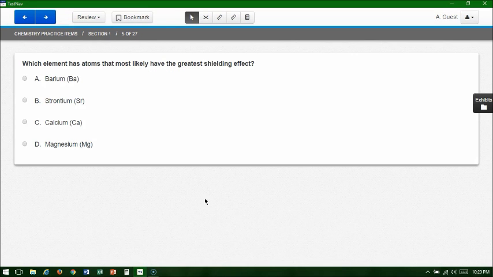Number 5. Which element has atoms that most likely have the greatest shielding effect? The shielding effect is related to electrons that are shielded from the nucleus. The farther the electrons are away from the nucleus, the more they experience this effect. So we're looking for whichever atom has the largest atomic radius, whose valence electrons are the farthest from the nucleus.